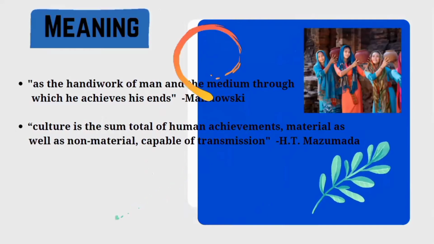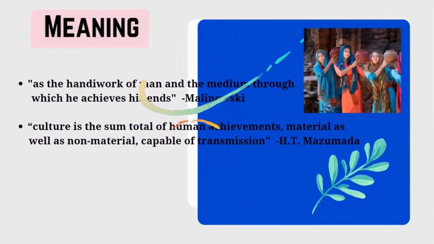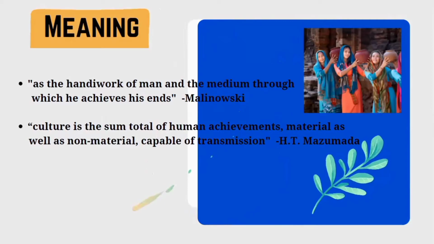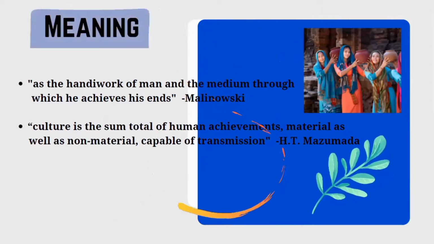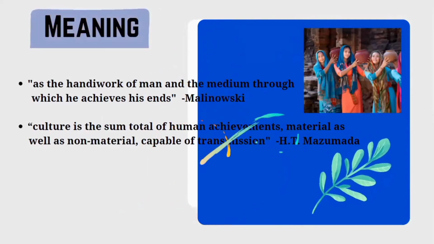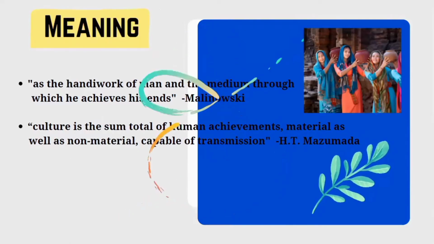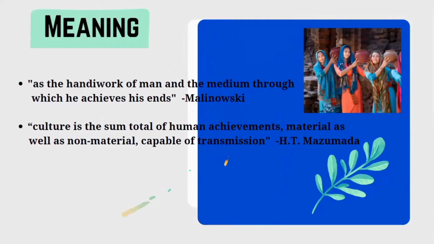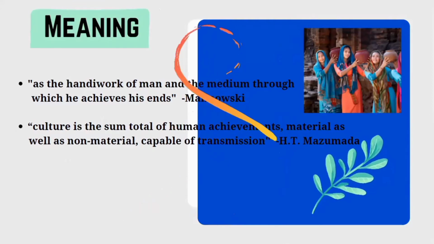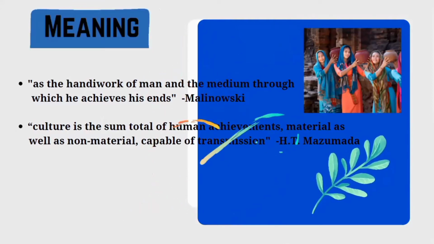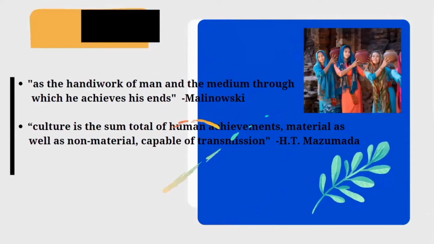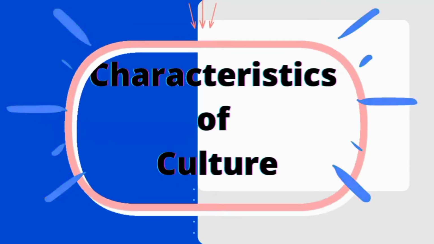So culture is something that exists or emerges in a particular group or in a society. It could be the knowledge, the behavior, the custom, tradition, norms, and etc. And now we're going to talk about the characteristics.